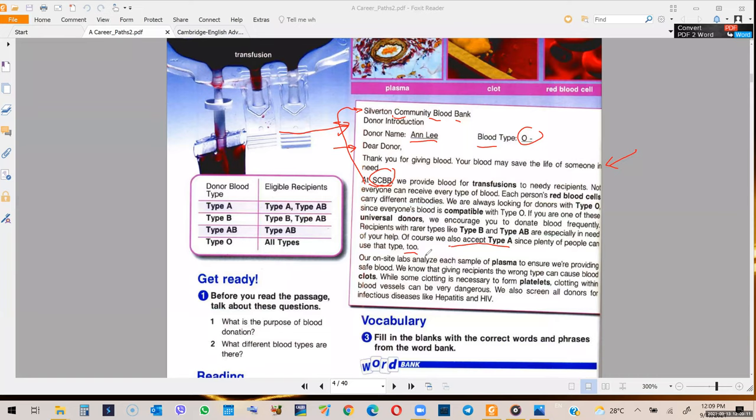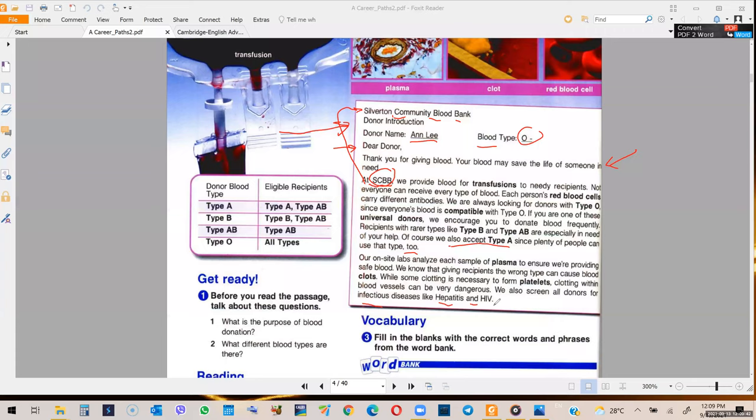Our on-site labs analyze each sample of plasma to ensure we are providing safe blood. We know that giving recipients the wrong type can cause blood clots. While some clotting is necessary to form platelets, clotting within blood vessels can be very dangerous. We also screen all donors for infectious diseases like hepatitis and HIV.